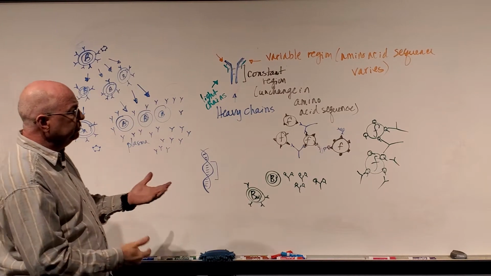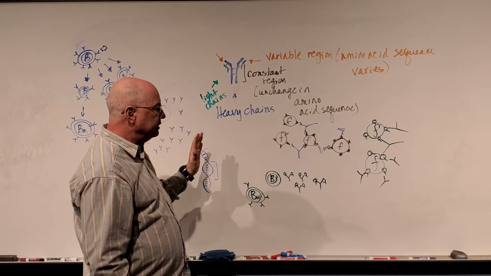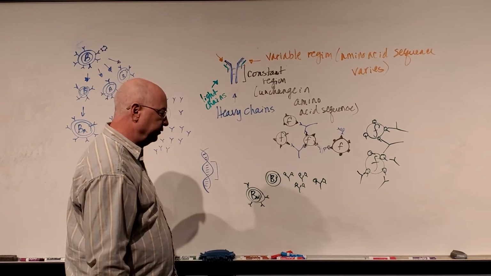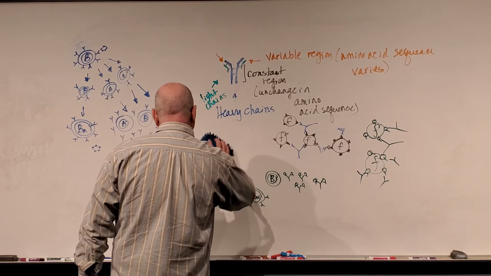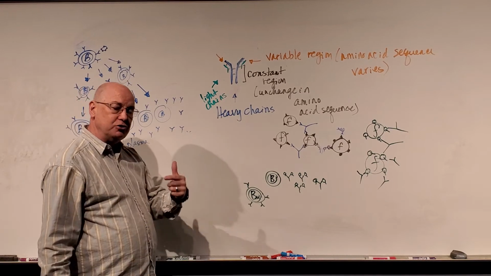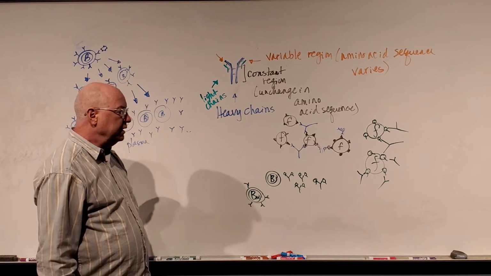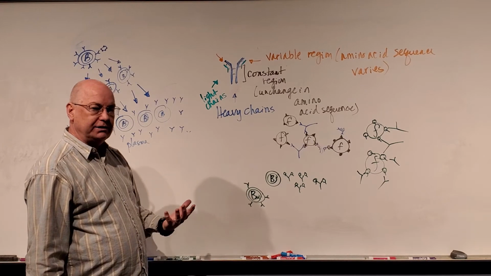Now, the variable region is the part where the amino acid sequence can change and become unique to binding to a specific foreign antigen. Now, one of the things we can do, and we're going to talk about in another video, is how do we develop vaccines? How do vaccines work?